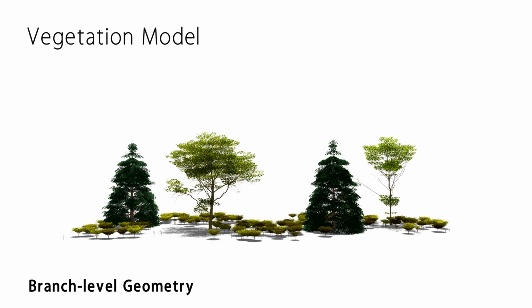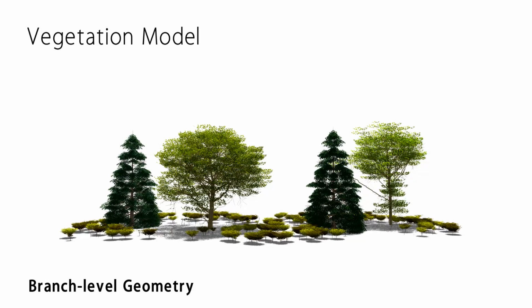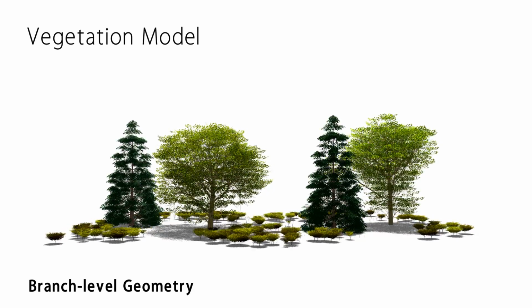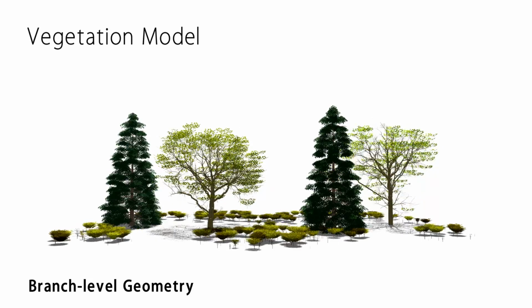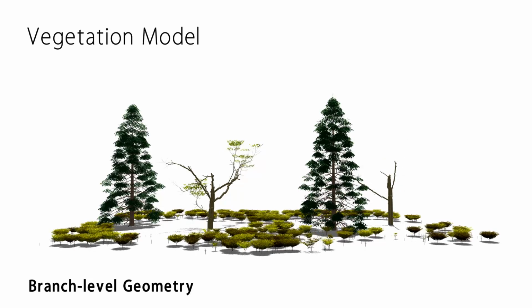Our vegetation model describes the development of individual plants over time. Plants are defined by unique branch geometry and adapt their structure to their local environment by sensing temperature, light, and soil-water gradients.